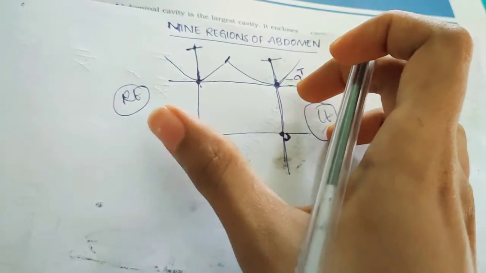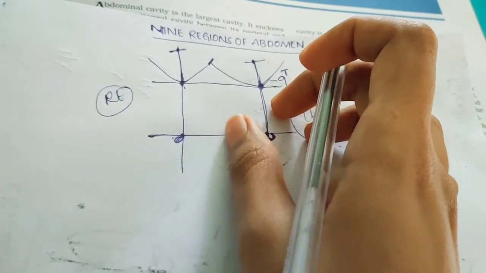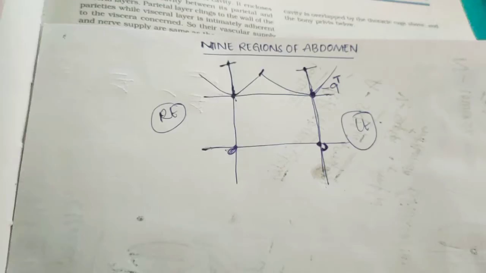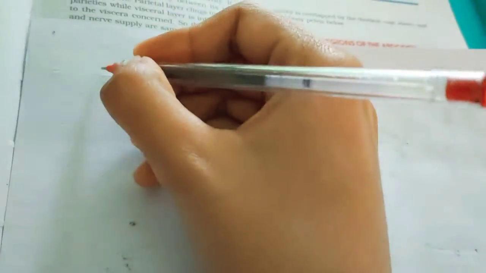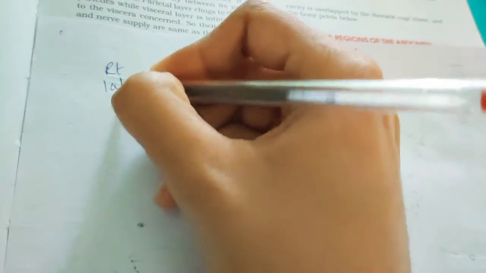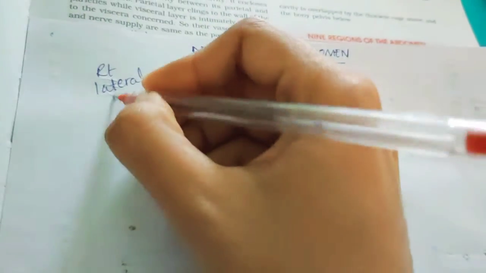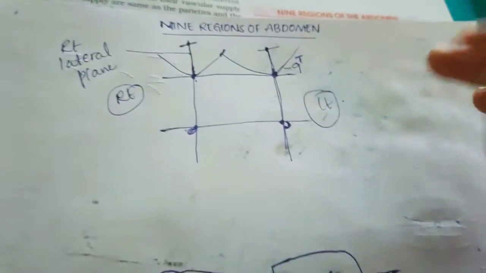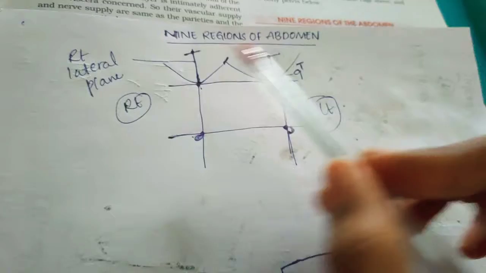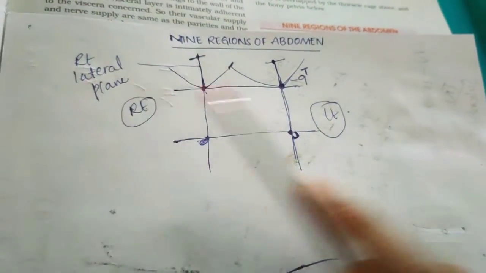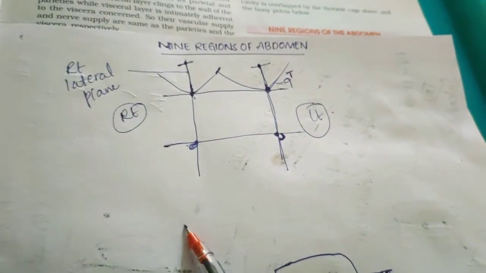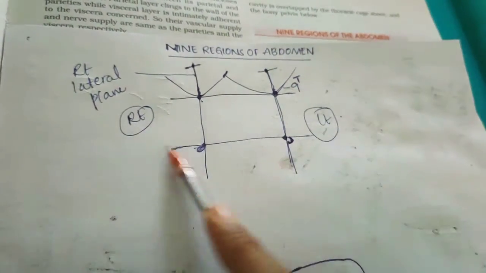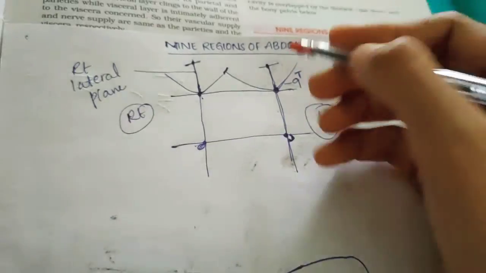So now let us name these lines. If you see these both vertical lines, these are named as lateral planes. This is the right side, so this is the right lateral plane. And as this is on the left side, I'll mention the names only on one side because it's the same name. So on the left side you have the left lateral plane over here. So this is one of the vertical lines. Next, as I said, there are two horizontal lines. This one is called the transpyloric line.